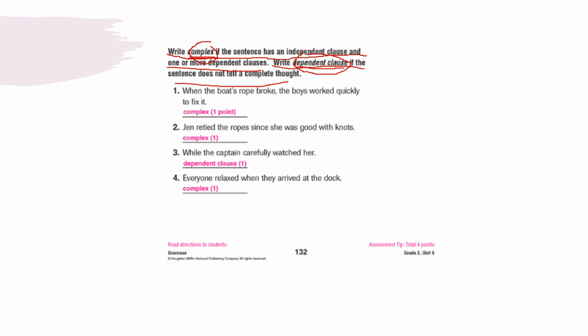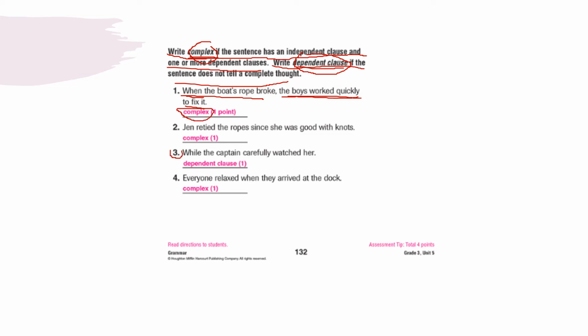Let's read number 1. When the boat's rope broke, comma, the boys worked quickly to fix it. When is the subordinating conjunction. When the boat's rope broke, until here, it is a dependent clause. And then there is another part. The boys worked quickly to fix it. This is an independent clause. So I have a dependent clause and then an independent clause. Together they make a complex sentence. That's why the answer for number 1 is complex.